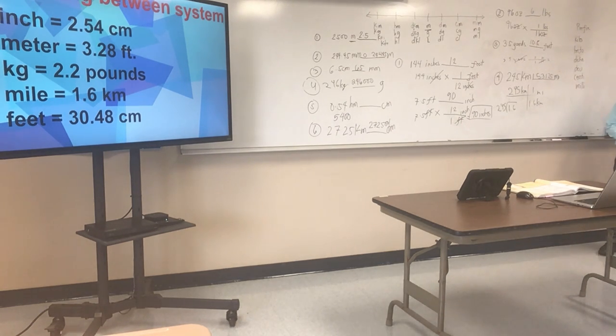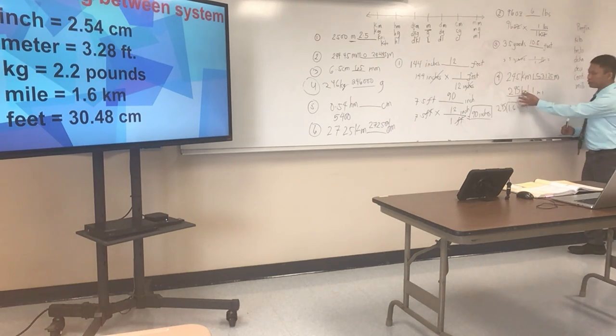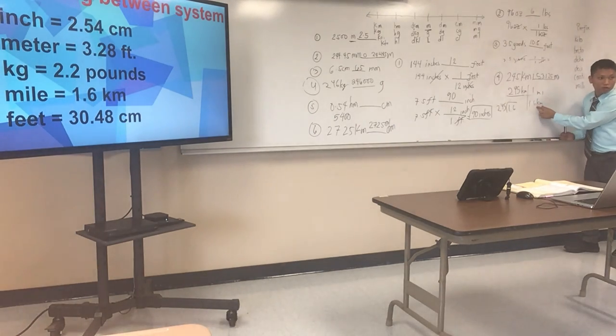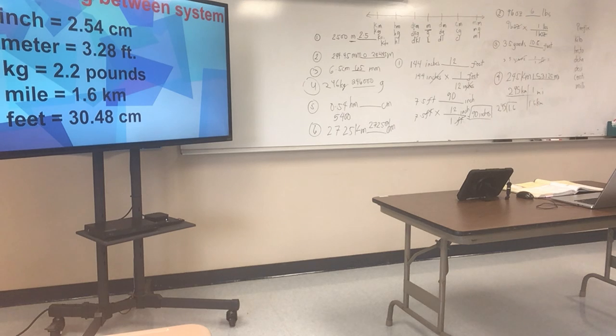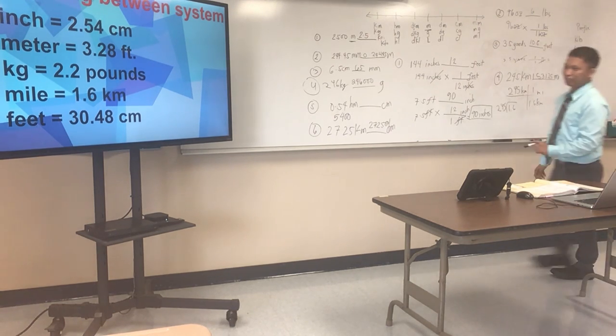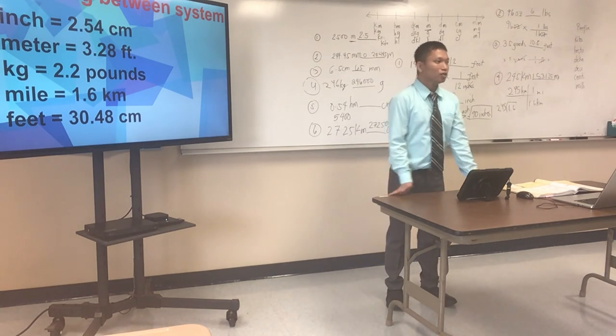Okay, so 245 kilometers to miles. We have here 245 kilometers, so you should put KM below, and then we are converting to miles above. Using the conversion, 1 mile is equivalent to 1.6, so this should be 245 times 1 divided by 1.6.